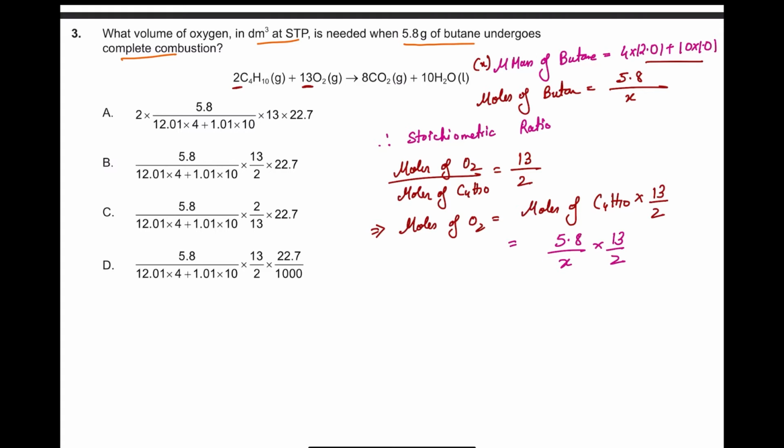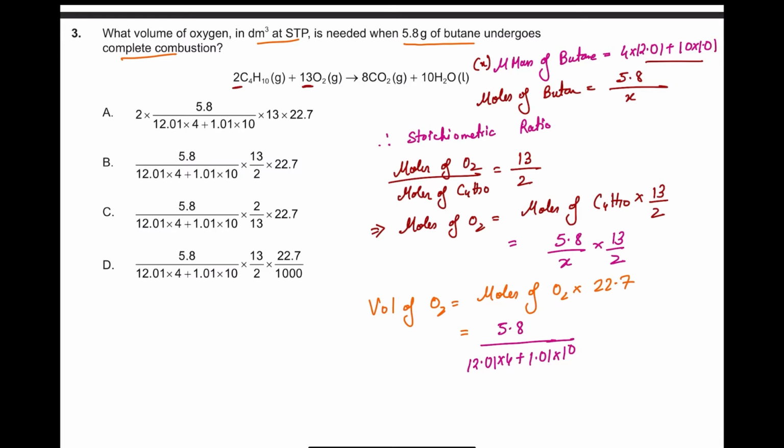Now, we need to find the volume at STP. We know that 1 mole of any gas at STP will contain 22.7 decimeter cube of volume. So volume of O2 is nothing but moles of O2 times 22.7. So we can just plug in the values now: 5.8 divided by 12.01 times 4 plus 1.01 times 10, times 13 by 2 times 22.7 dm cube. So this is our final answer. If we check the options given here, option B is the correct answer to this question.